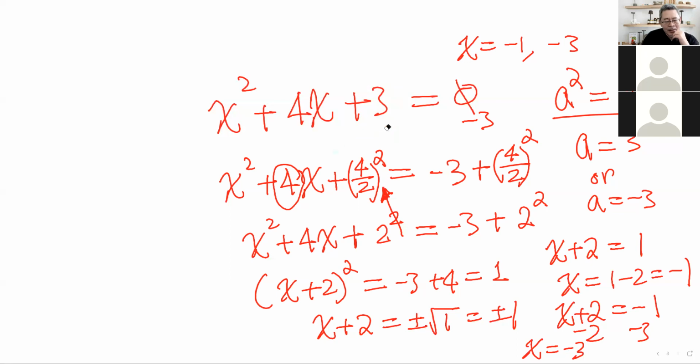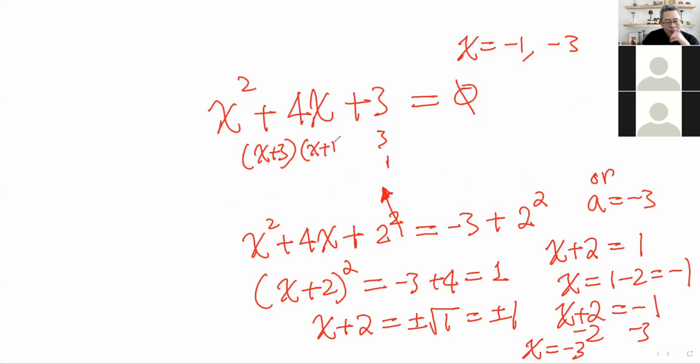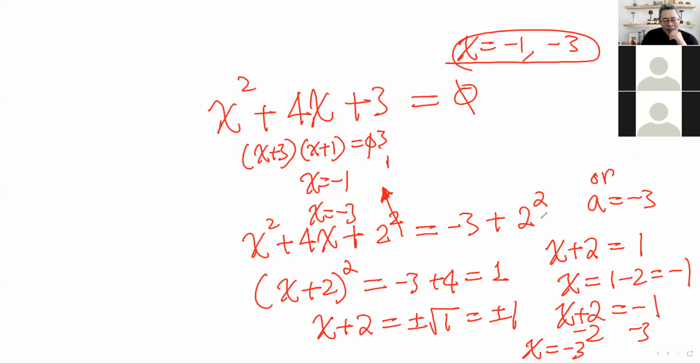Now, last time, the other way of doing it is called factoring. We did that early on. With factoring, we know we can break this down to 3 and 1, and 3 plus 1 is 4. So we can break this down to x plus 3 and x plus 1 equal to 0. Then we get x equal to negative 1 and negative 3. We can see that we get exactly the same solution, but with two different techniques. Okay, are we good here?